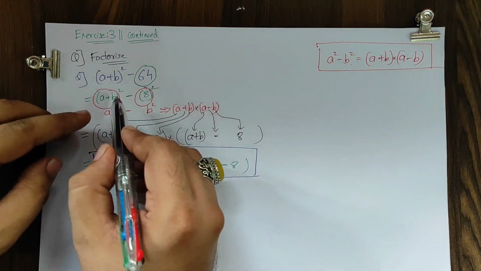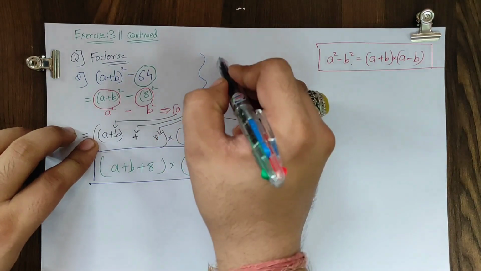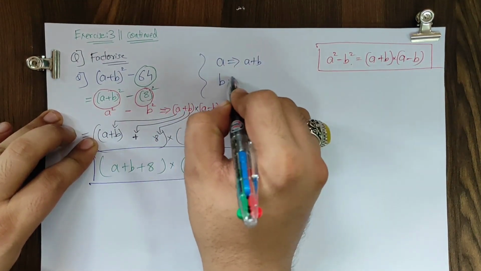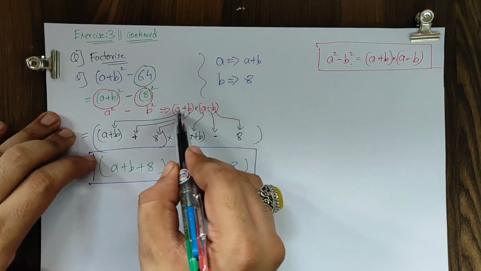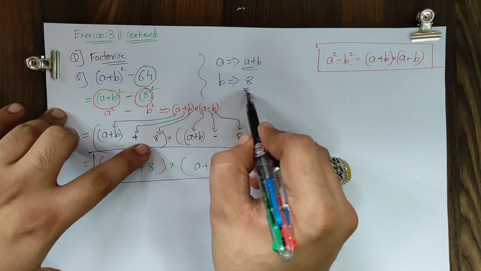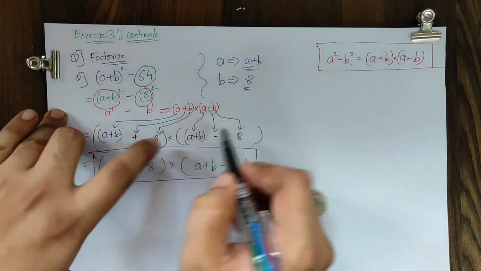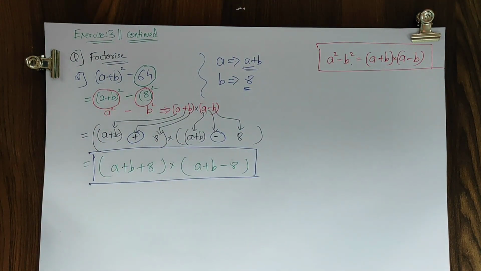मैंने अपने मन में समझा था कि a plus b a है. ठीक है, what I have thought about here कि मेरा a कौन है? a plus b. मेरा b कौन है? 8. तो फॉर्मूला है (a प्लस b)(a माइनस b). तो a की जगह पे आएगा a प्लस b, b की जगह पे आएगा 8, a की जगह पे आएगा a प्लस b, b की जगह पे आएगा 8. एक बार प्लस एक बार माइनस. That's it. Pause the video please and do it fast.